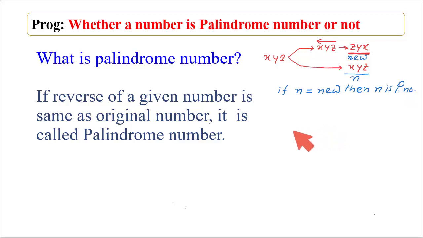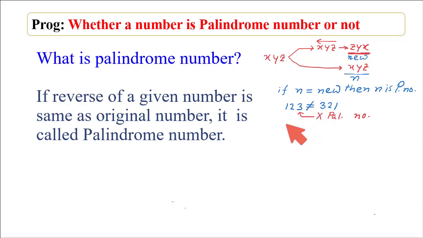For example, say the original number has 3 digits: 1, 2 and 3. When we reverse the position, the new number will be 3, 2, 1. Means the original number was 123 and the new number is 321. So these two are not equal, so the number 123 is not a palindrome number.